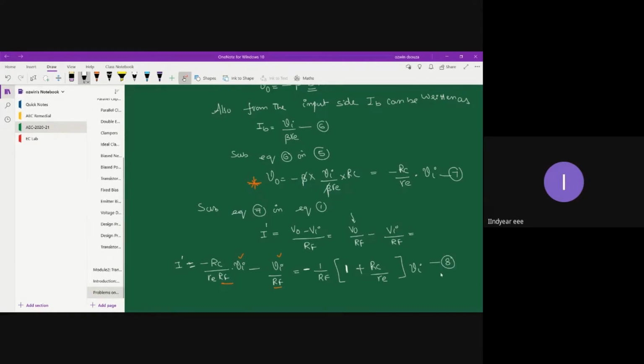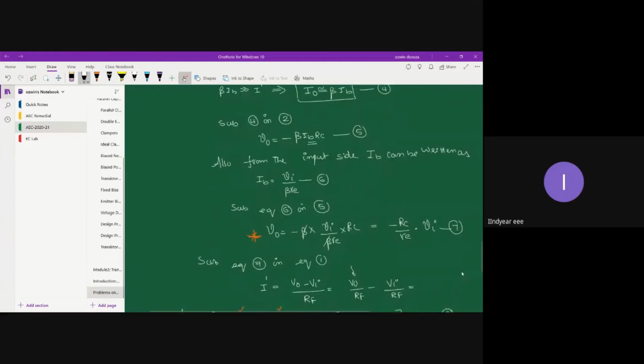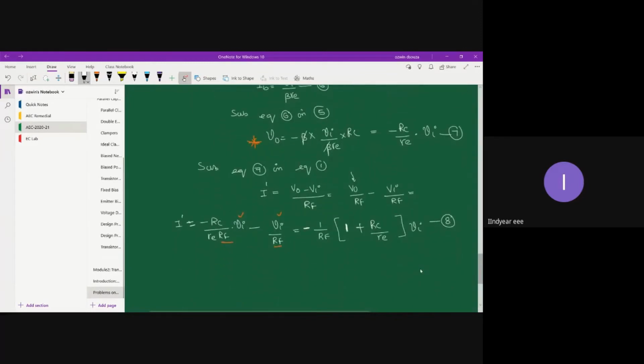Next, what we can do is, we can write the expression for VI, because in the end we have to take out the expression VI by II. The whole idea is to find this expression, VI by II.